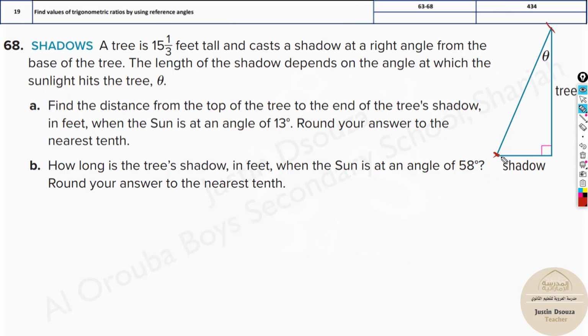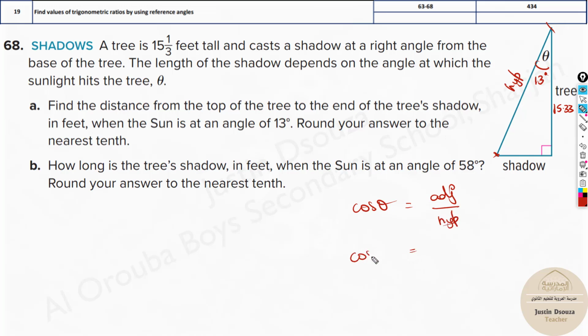So this distance, that's the hypotenuse. I'll just write it out over here. When the sun is at the angle of 13 degrees, this is given as 13 degrees. The tree is 15 1/3, which is 15.333. Now I'll just write 15 1/3 itself for accuracy when I solve it. But now, which angle connects the hypotenuse and adjacent? When I look at it, I can tell it's cos theta, adjacent by hypotenuse.